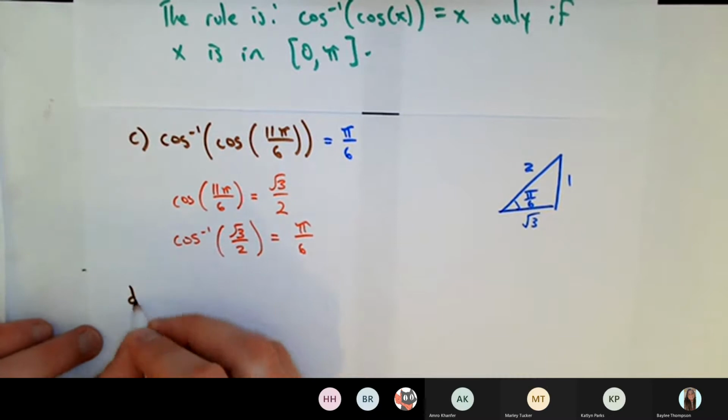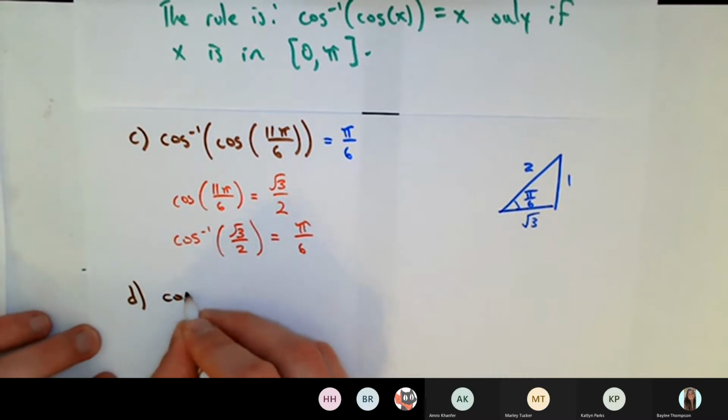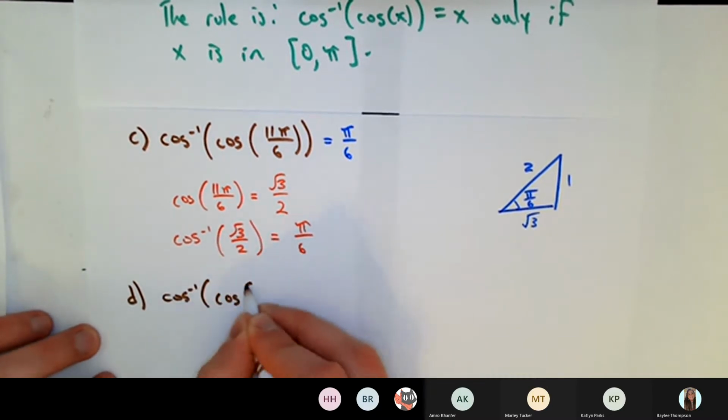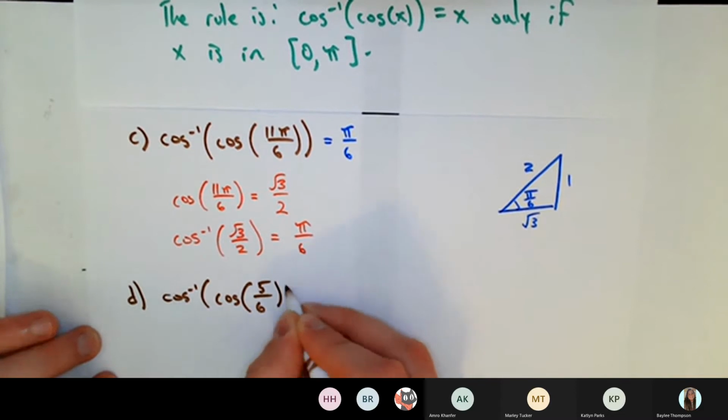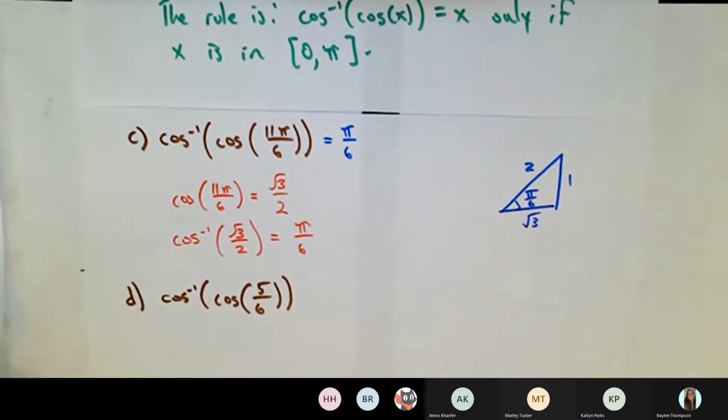Okay, D, cosine inverse of cosine of 5 over 6. No pi values. That's a bit weird. So what do we do here? Since there's no pi values, to do this manually inside out would be kind of difficult. We would definitely have to use a calculator, because this is not like 5 pi on 6, right? It's just 5 over 6, which is a super random fraction, right?